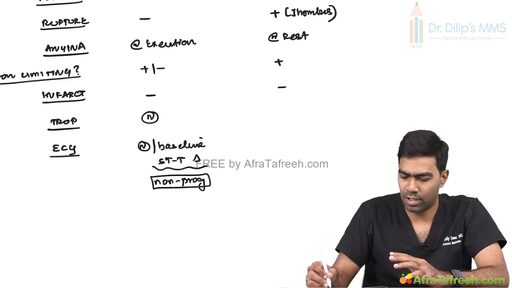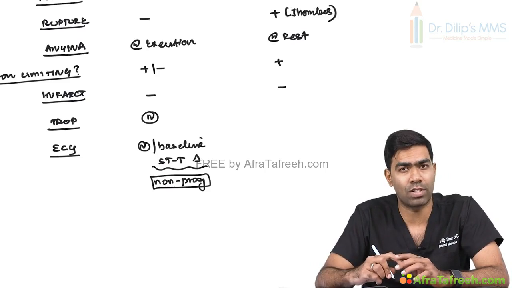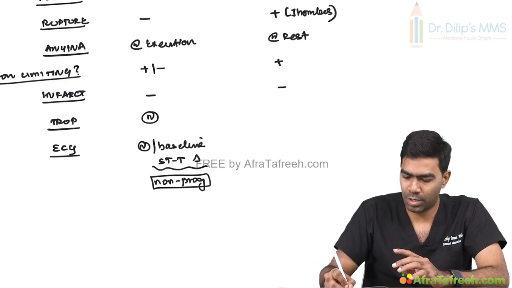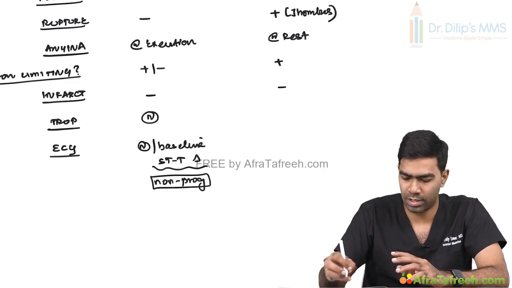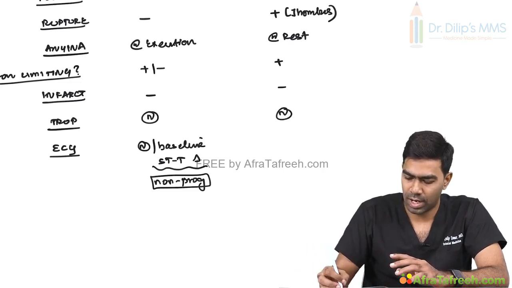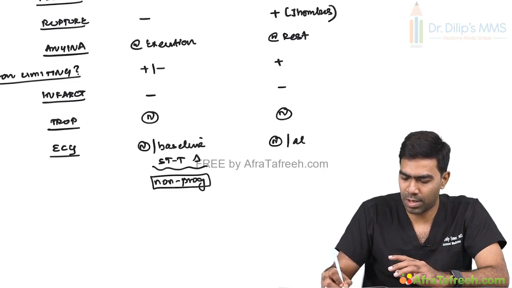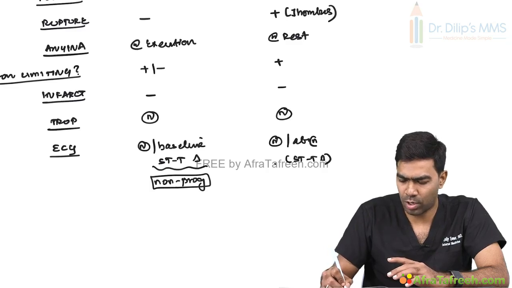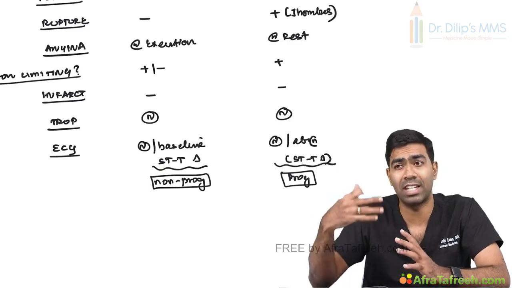And in fact, it's not serious enough or severe enough to produce an infarct. Troponin elevation, no, because there is no infarct and it will be normal only. And ECG can be normal or can be abnormal, and they can show STT changes. But more importantly, these STT changes can be progressive, which means there can be dynamicity. They can change over a period of time.